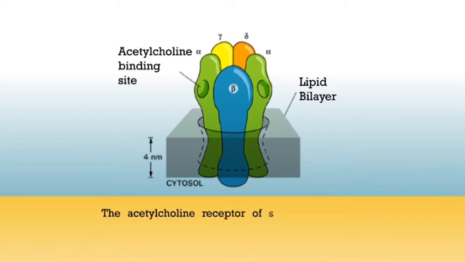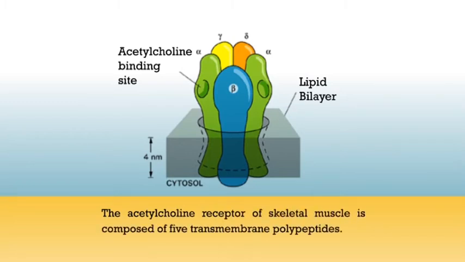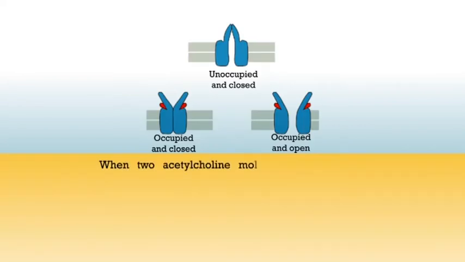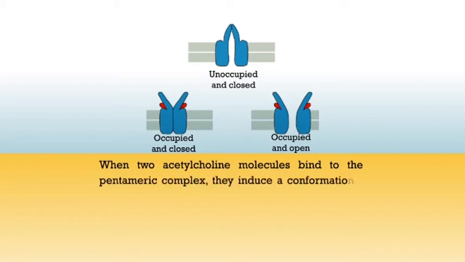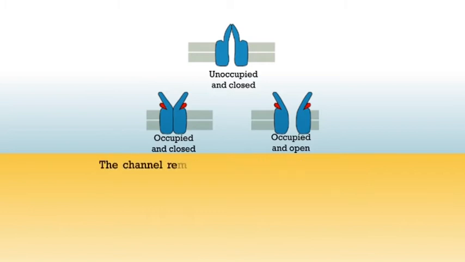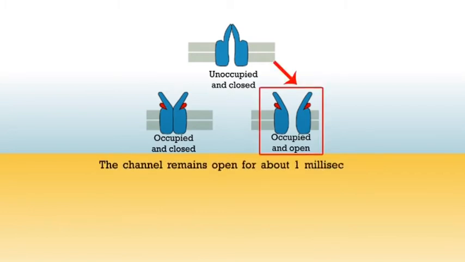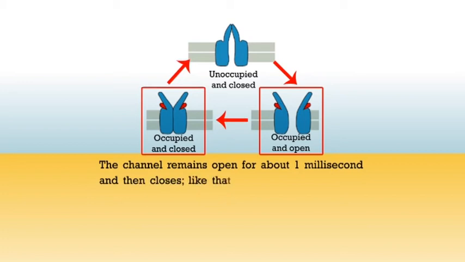The acetylcholine receptor of skeletal muscle is composed of 5 transmembrane polypeptides. When 2 acetylcholine molecules bind to the pentameric complex, they induce a conformational change that opens a channel. The channel remains open for about 1 millisecond and then closes, like that of the voltage-gated sodium ion channel.